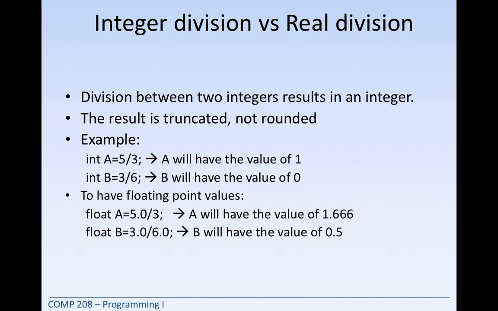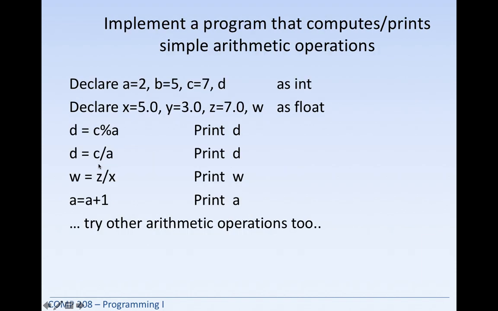Division, how is the division done? Okay, so integer a is equal to 5 divided by 3. A will have the value of 1. Okay, why will it be equal to 1? Because it's defined to be an integer.